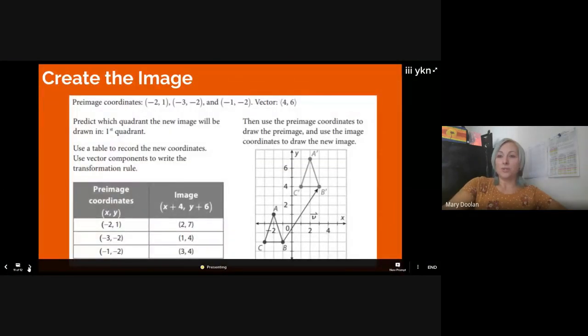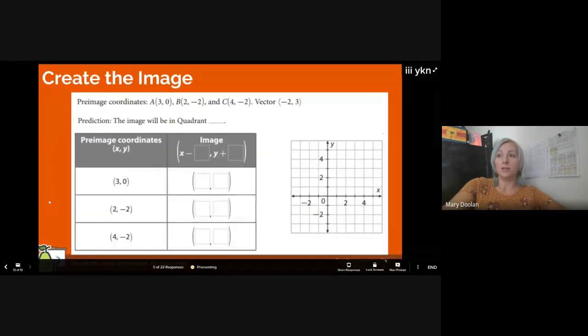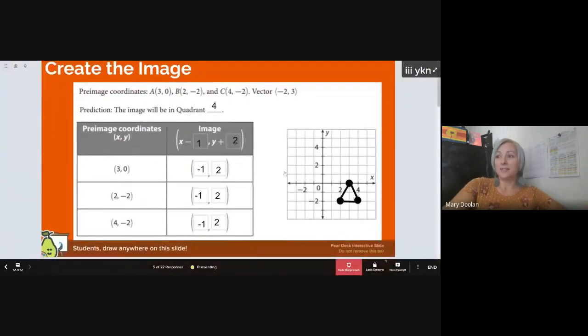And then determine the rule. So this is an example. You had a video, and then you have an example here where you have some coordinates of your pre-image, ABC, and the vector that we're performing is 4, 6. So we're going 4 to the right, 6 up, and we're changing every ordered pair by adding 4 to the x, adding 6 to the y, and then plotting the answer. So over here, let's see what you guys came up with. -2, 3. So let me show you the correct answer over here.